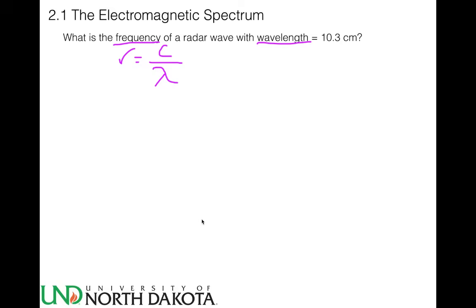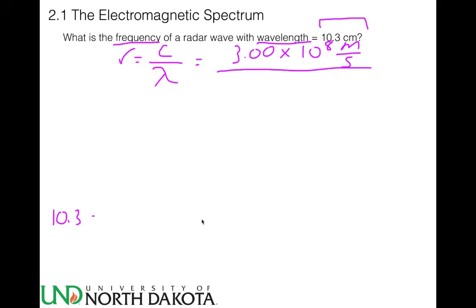Now, because we have a constant, the speed of light, which is 3.00 times 10 to the 8th meters per second, in order to use this constant, we need to make sure that any wavelength or frequency that we're given and using with it has the units of meters for wavelength or inverse seconds for frequency. Because we're given wavelength in terms of centimeters, we need to convert it to meters so that we can cancel the units out with the units for the speed of light. So we need to take our 10.3 centimeters and convert them to meters.